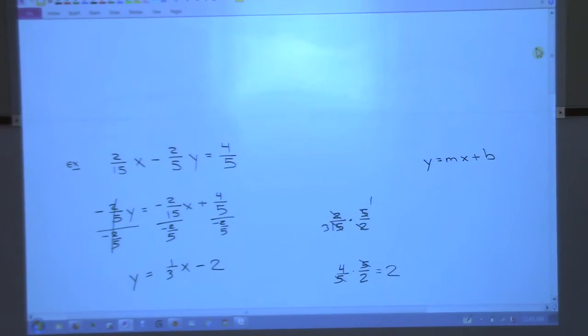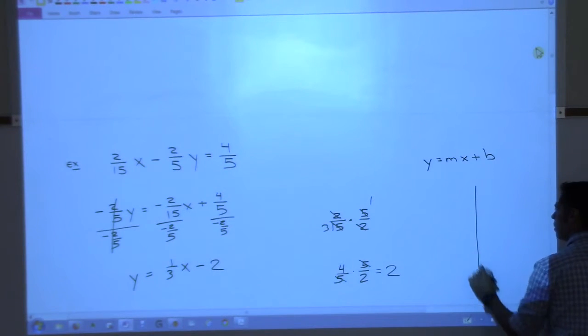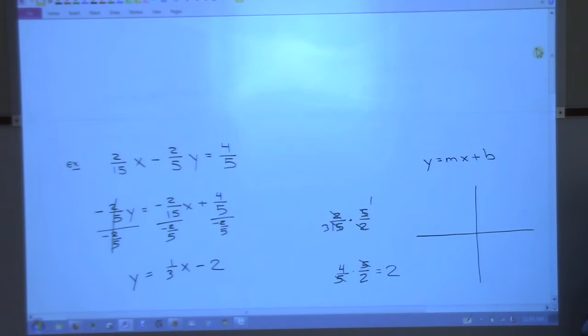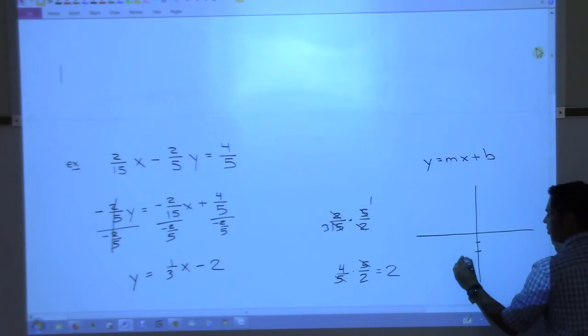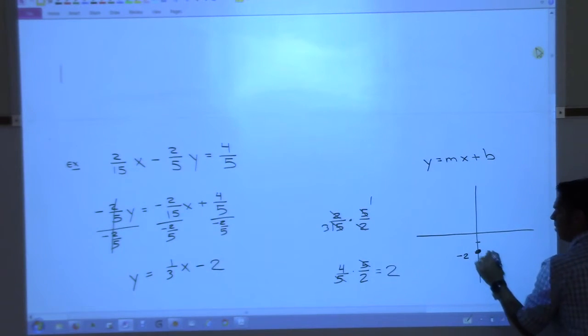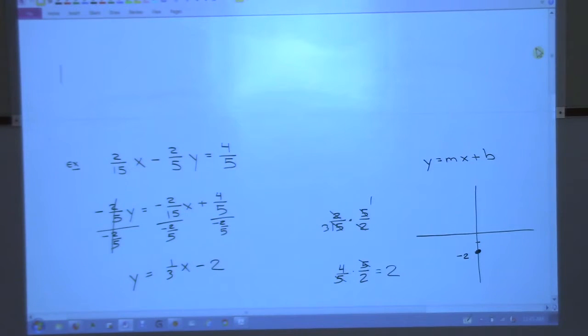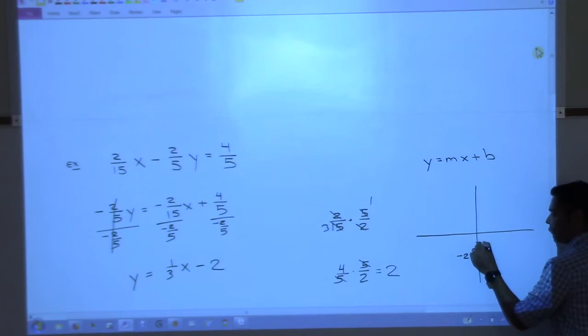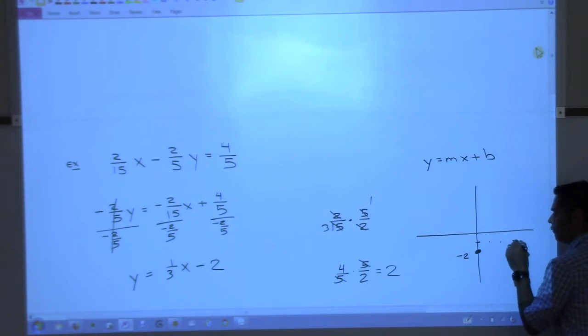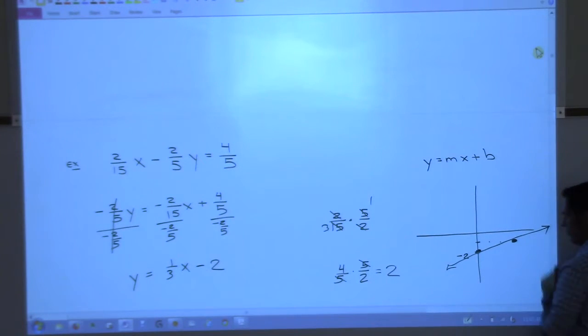And let's go ahead and graph that. Y-intercept starts it, right? So you go negative 2. Bam. And then from there, what? Rise by how much? 1, so up 1. And then what? Right 3. There we go. Draw a straight line. We're done.